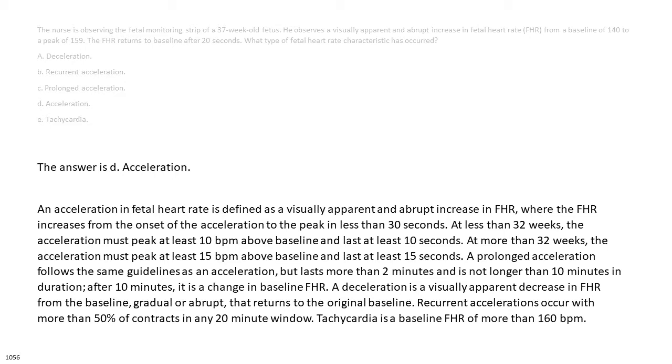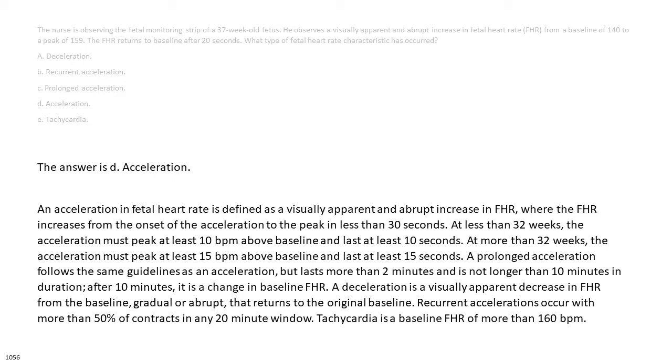At less than 32 weeks, the acceleration must peak at least 10 bpm above baseline and last at least 10 seconds. At more than 32 weeks, the acceleration must peak at least 15 bpm above baseline and last at least 15 seconds. A prolonged acceleration follows the same guidelines as an acceleration, but lasts more than 2 minutes and is not longer than 10 minutes in duration. After 10 minutes, it is a change in baseline FHR.